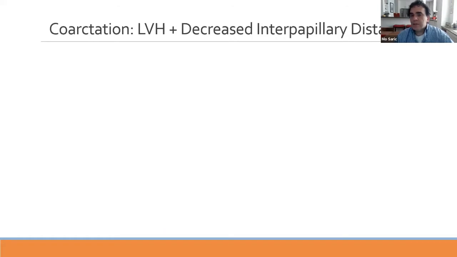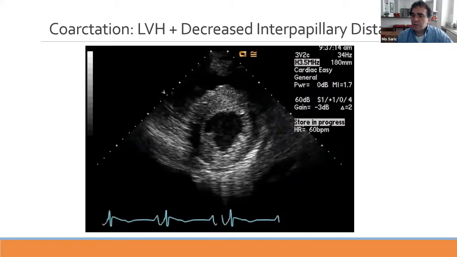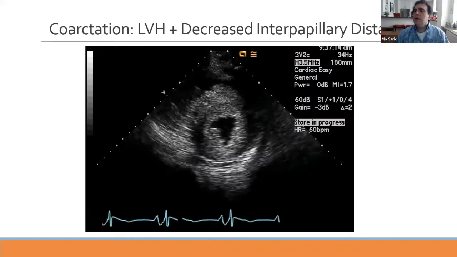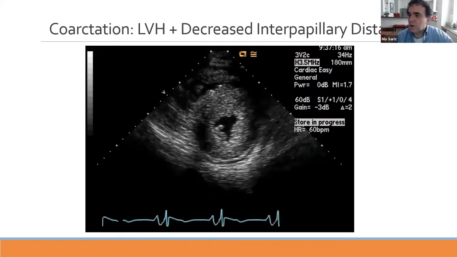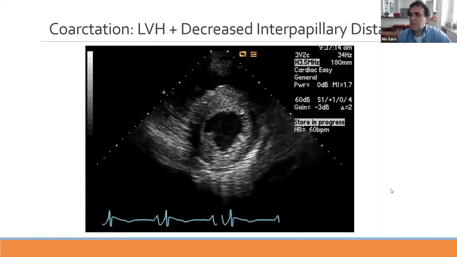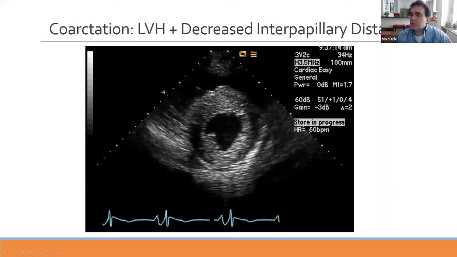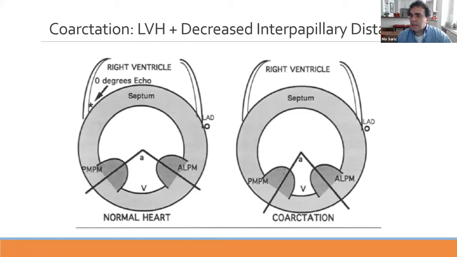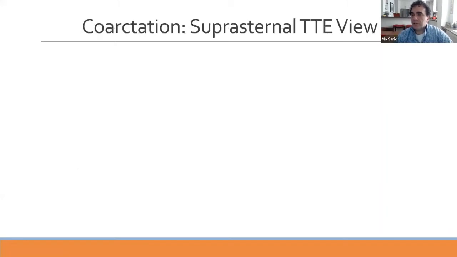Another interesting association is between coarctation and a decreased interpapillary muscle distance in a short axis view. So this is a short axis view of a patient with a significant coarctation, and you can see that the papillary muscles are closer to each other than you usually see. And this is a graphic representation. The normal left heart is on the left, where there is a significant separation between the two papillary muscles, and on the right, a coarctation where the two papillary muscles are closer to each other.